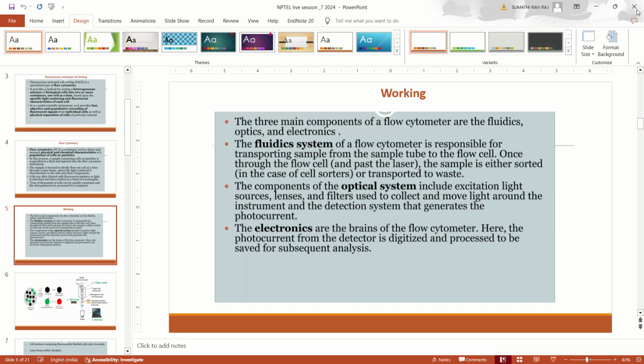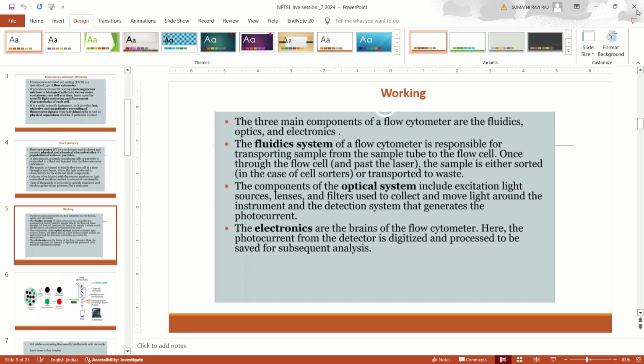The components of the optical system include excitation light sources, lenses, and filters that are used to collect and move the light around the instrument, and the detection system that generates the photocurrent. Your optical system is basically like your microscope system, where you detect your light signal or your fluorescent signal. Here your tag is your fluorescent tag. For that, you first have to have an excitation light, that is nothing but your laser beam. Your laser beam will excite your fluorescent. So your laser light source is the first component of your optical system.